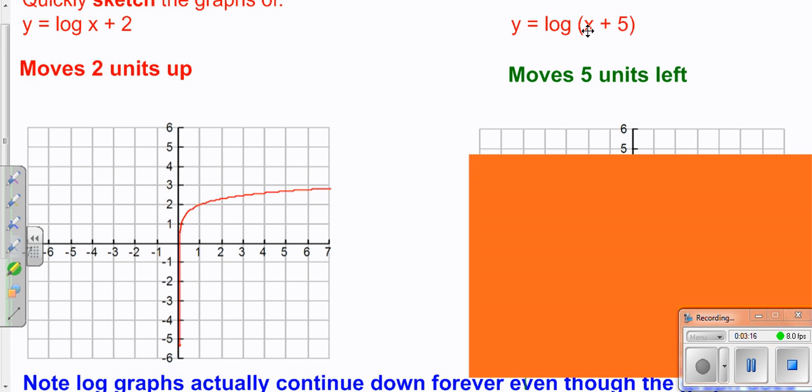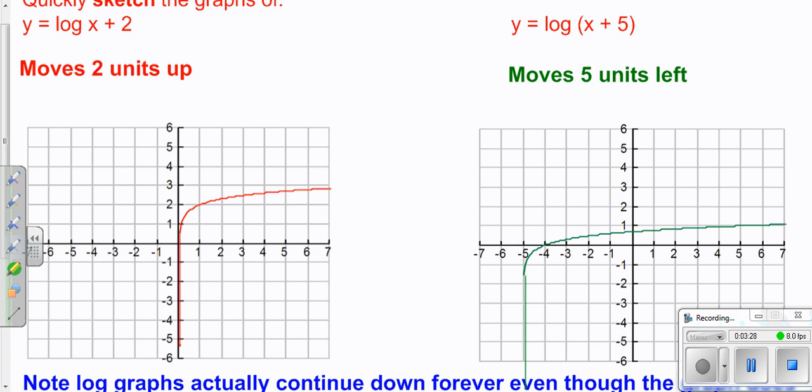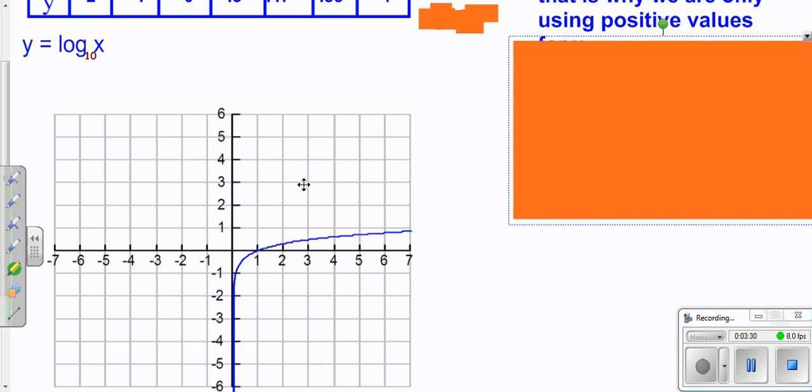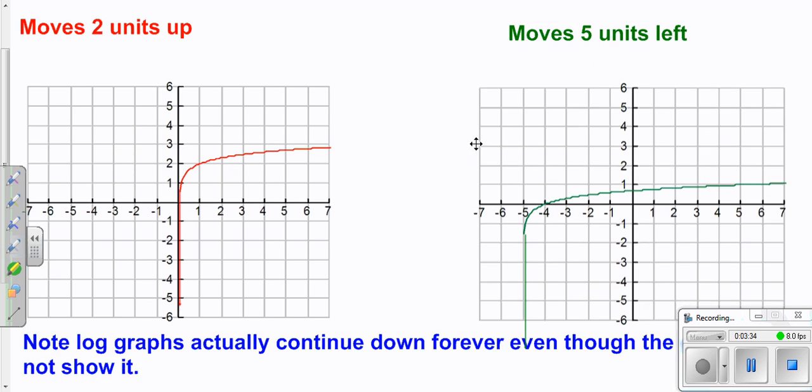Also, keep in mind that whatever is after your log, what causes that to be 0, that's where your vertical asymptote is. Well, what would cause this to be 0? Negative 5, so you'd have a vertical asymptote at negative 5. So it's really basically taking this blue graph right here and moving everything 5 units to the left. When we do that, we get this green graph. Once again, we have our vertical asymptote going down forever.